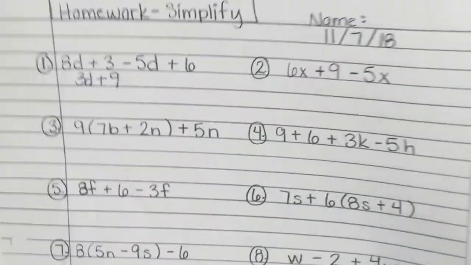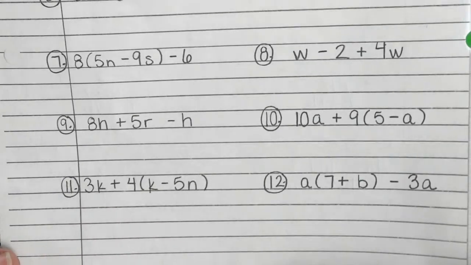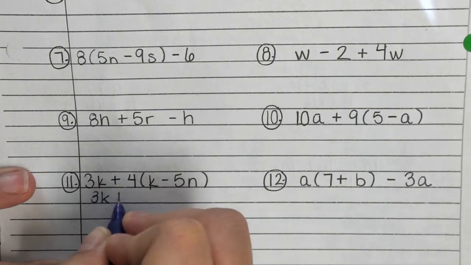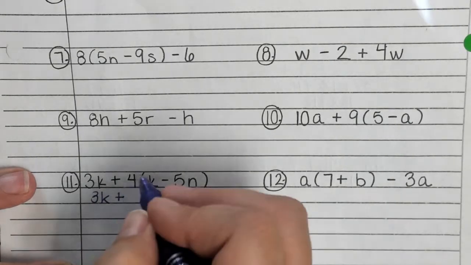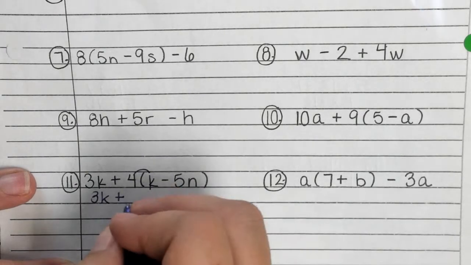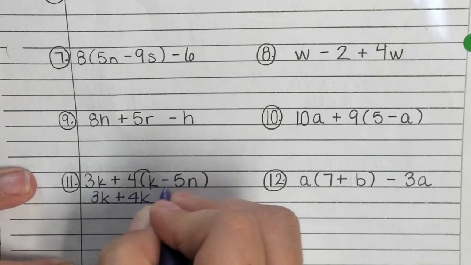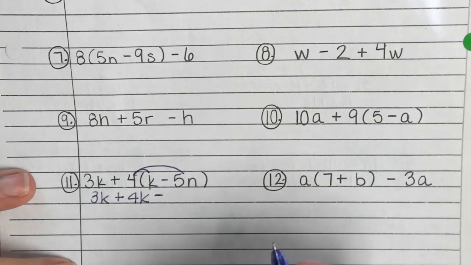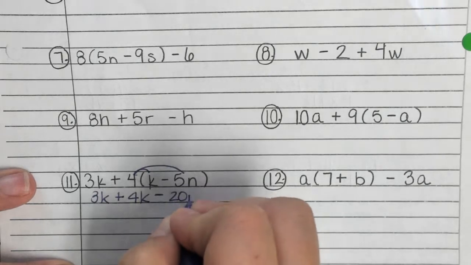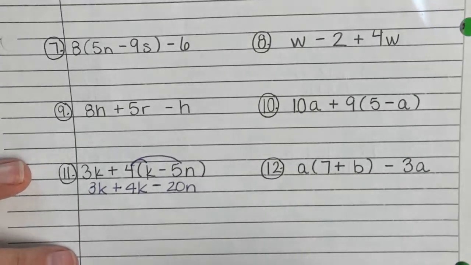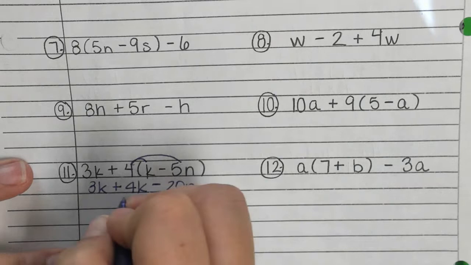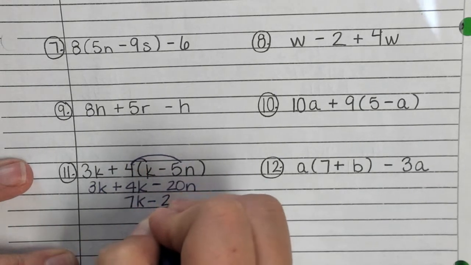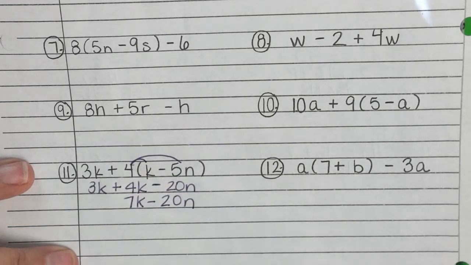Okay, let's look real quick. I want you to do number 11. Let's do it together. So we've got 3K by itself, 3K, plus we've got to distribute 4 times K. 4K. My subtraction sign stays the same. And then 4 times 5N, what do we get? 20N. Awesome. Now, what can I combine there? 3K and 4K, which equals 12K. Not 12K, we're not multiplying. 7K minus 20N. All right, you guys are rock stars today.